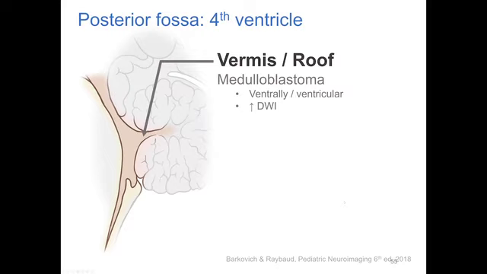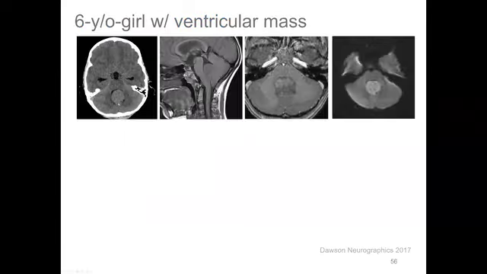Okay, let's move into the fourth ventricle. Probably all of you are already very familiar with this. If you see a tumor arising from the roof of the fourth ventricle, meaning the posterior wall of the fourth ventricle, the differential should include medulloblastoma. The typical appearance is ventral growth from the vermis or an intraventricular tumor, and you might see restricted diffusion due to the high cellularity. This is the typical appearance.